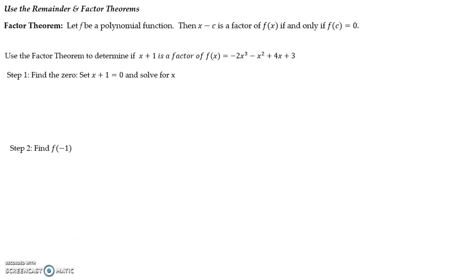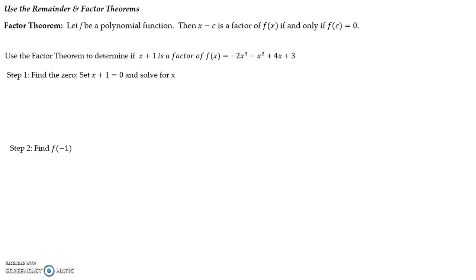In this example, we're going to be taking a look at the factor theorem. And the factor theorem says that if we can divide this out evenly, right, we get a remainder of 0, then the x minus c part is going to be a factor of our polynomial. So the function that we're going to be working with is f of x equals -2x cubed minus x squared plus 4x plus 3. And we want to know if x plus 1 is a factor.